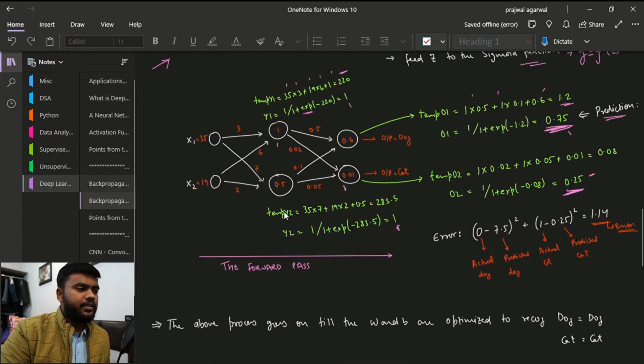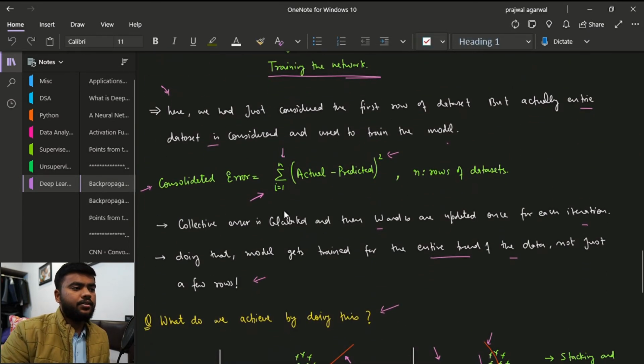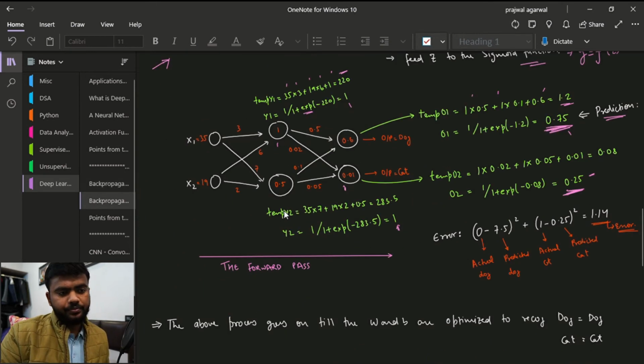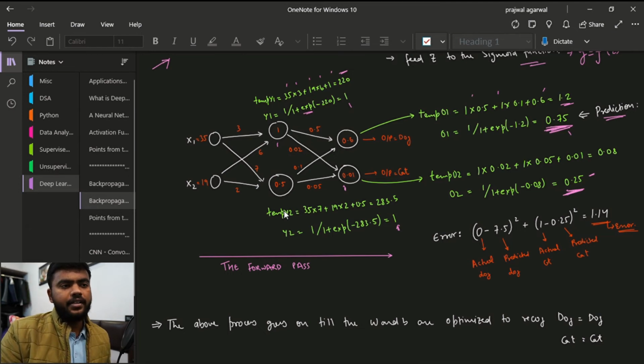And we calculate the error as we had seen in the last section. The consolidated error is (actual minus predicted) whole square, and we sum all the errors. Similarly, this is what we will do. First, the prediction that we have generated is 75%. We are saying that the image is of a dog, but it was of a cat. And 25% we are saying that the image is of a cat, but the prediction is saying that the image was of a dog, but it was not true.